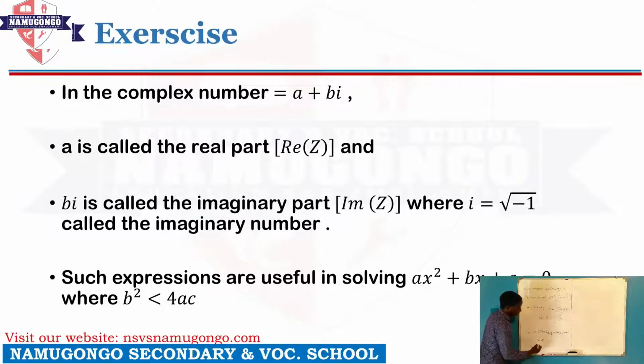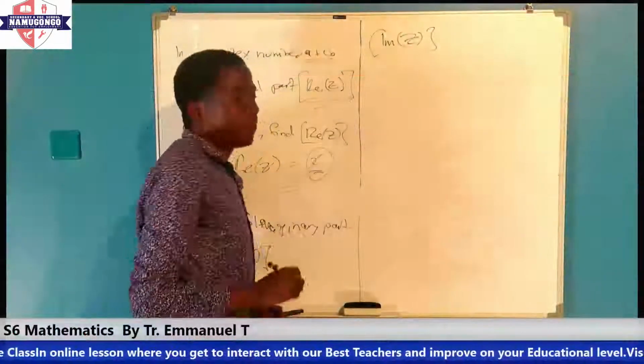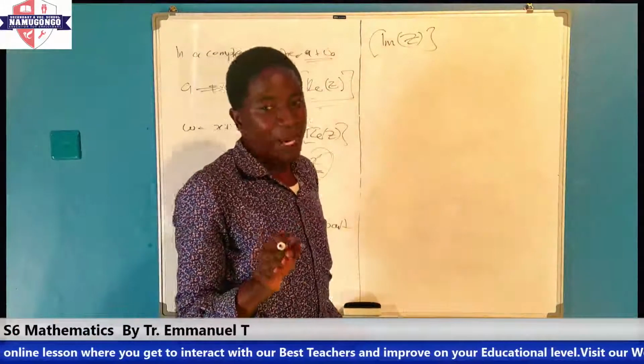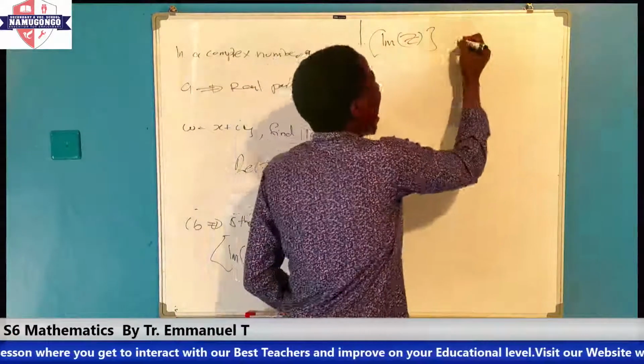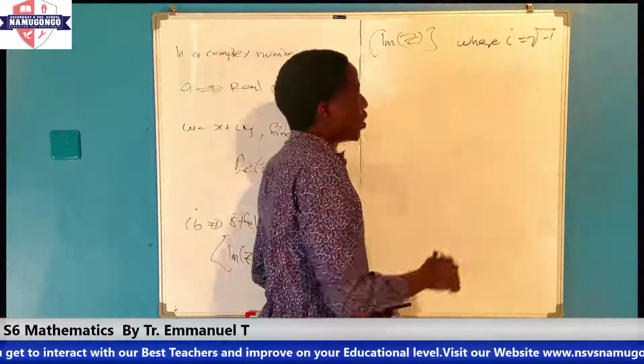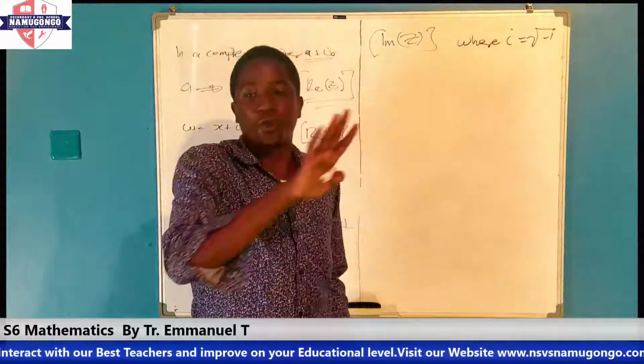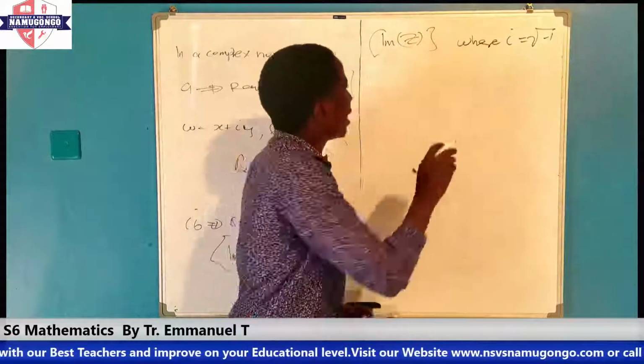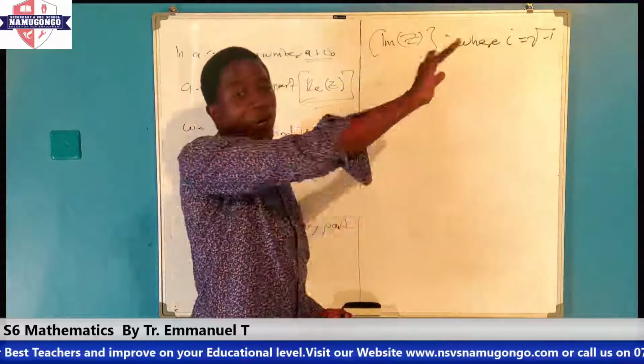It's expressed as Im Z. So whenever you see Im Z, it means we are dealing with the imaginary part of a complex number. And we have already seen that i is equal to the root of negative 1. So this is what qualifies this number to be complex. And this part is called the imaginary part of a complex number.